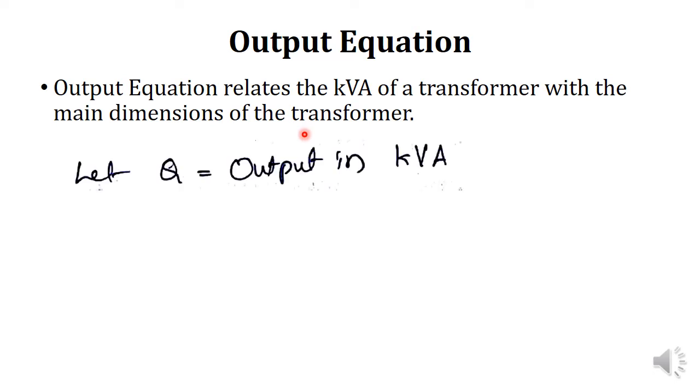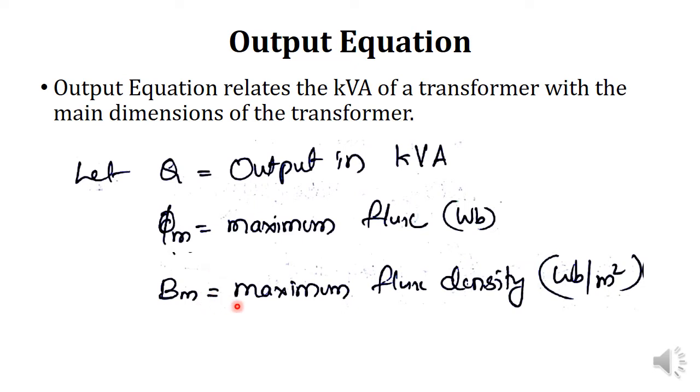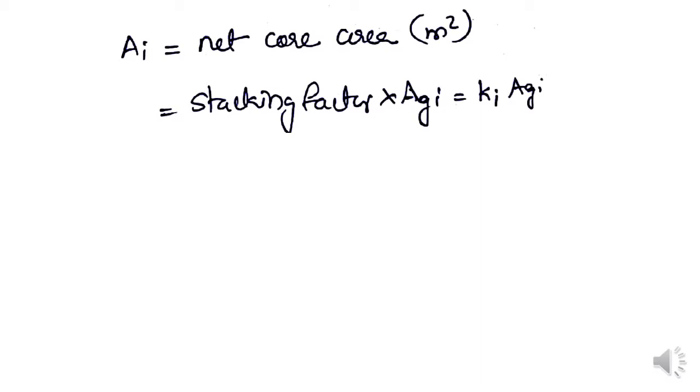Let capital Q be the output in kVA, phi m be the maximum flux in Weber, Bm be the maximum flux density in Weber per meter square, and delta be the current density in the primary and secondary conductors. And let Ai be the net core area in meter square or net iron area of core in meter square. That is equal to stacking factor into AGI, that is Ki into AGI.